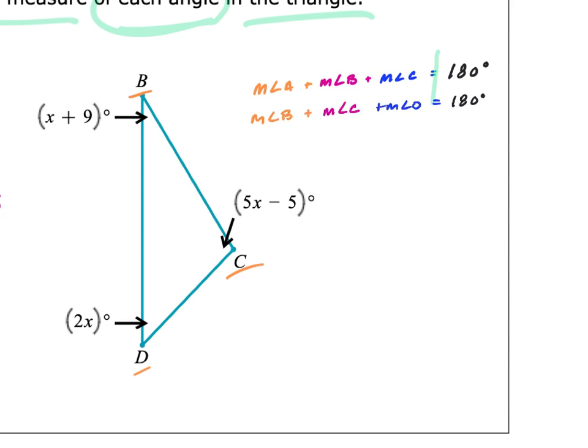So what we're going to take from that, we know that the measure of angle B is x plus 9. We know that the measure of angle C is 5x minus 5. We know that the measure of angle D is 2x. And that's all supposed to equal 180 degrees. Okay, so now we're going to simplify that.